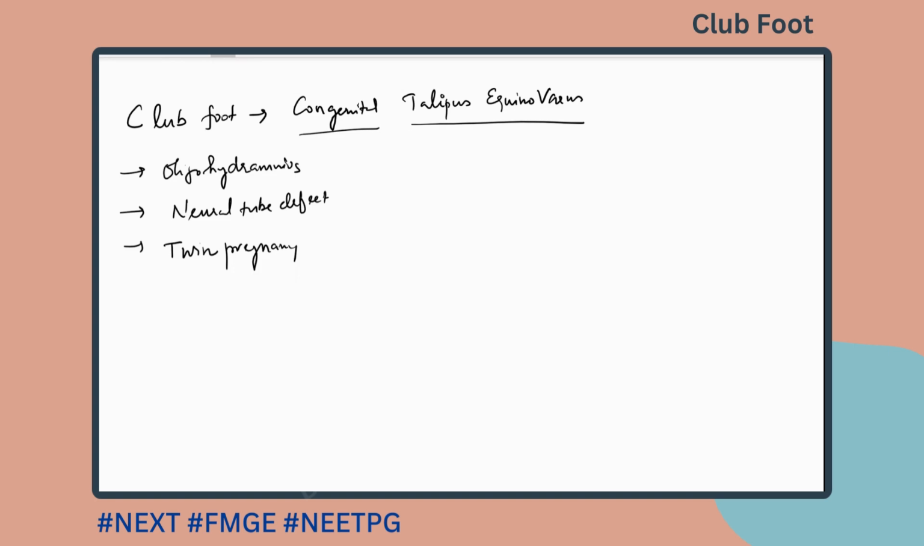So in the foot, if I get equinus, that is called talipes equinus. It means the ankle and the foot go like this. This is one deformity in the foot. Talipes means foot. Equinus means the foot goes like this, plantar flexion. Plantar flexion happens at the ankle joint.